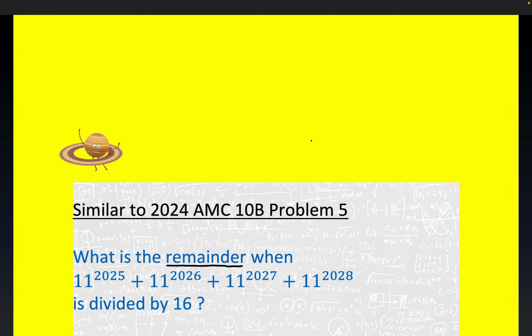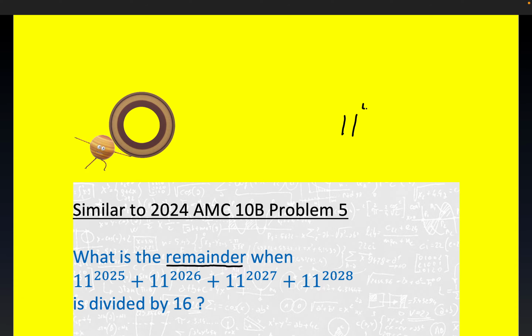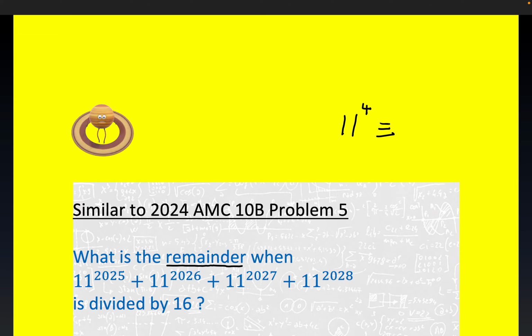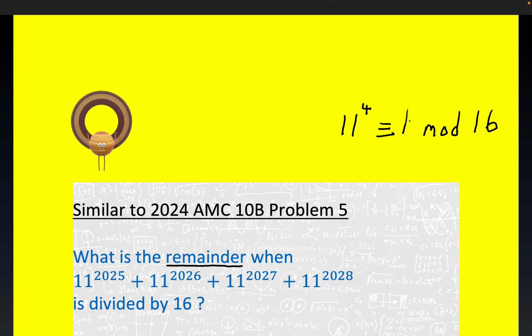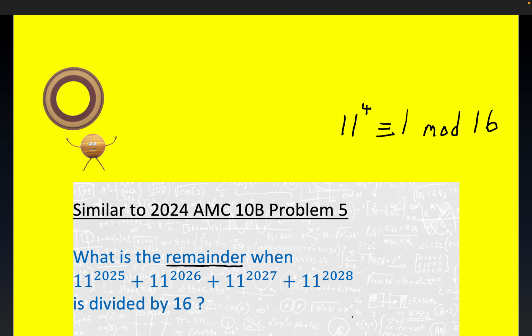Now we can use the fact, and I'll show this in just a minute, that 11 raised to the fourth power is not too hard to show congruent to 1 mod 16. Again, we'll hint around why that's true in a minute, but that just means if you subtract 1 from 11 to the fourth, you get a multiple of 16, or when you divide 16 into 11 to the fourth, you get a remainder of 1. Okay, now let's take a look at the approach I chose here.